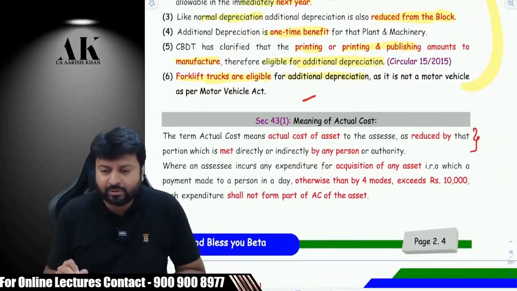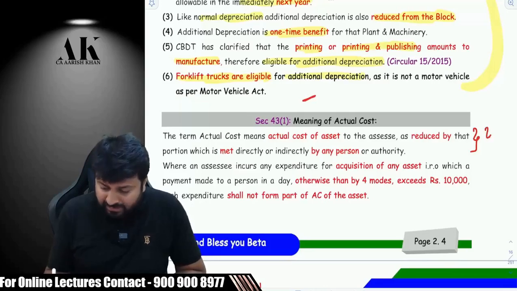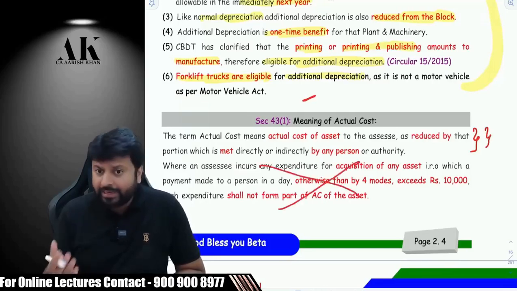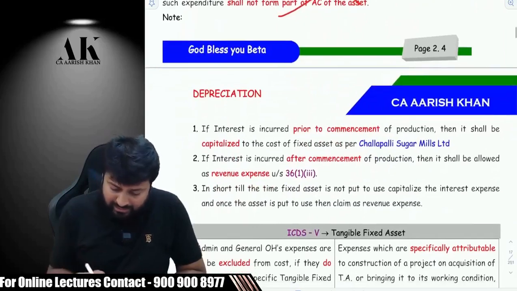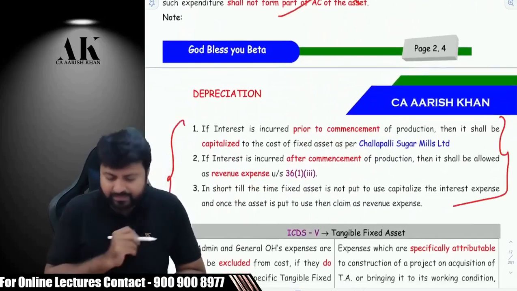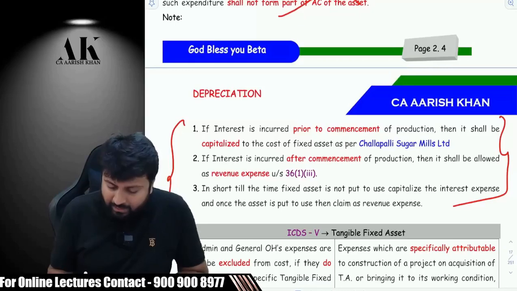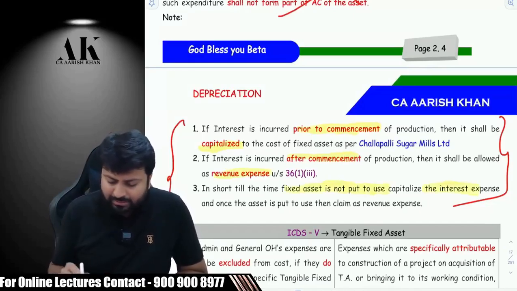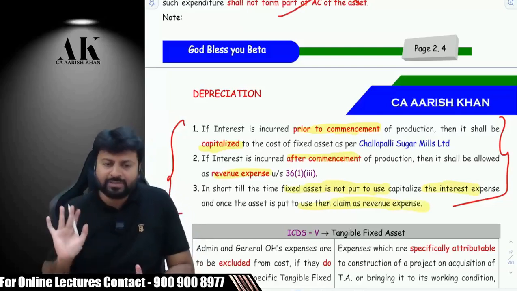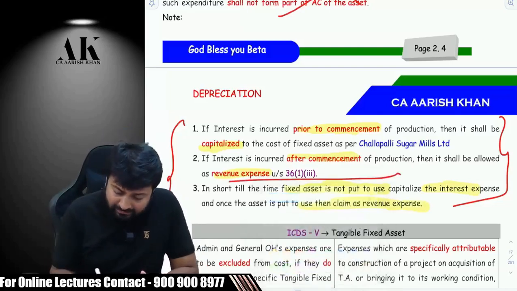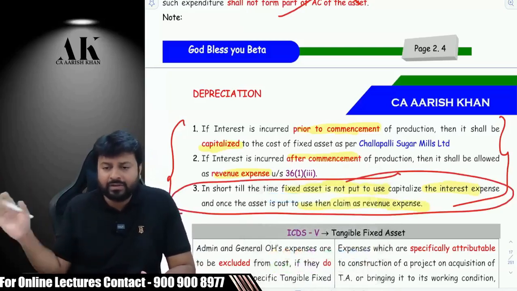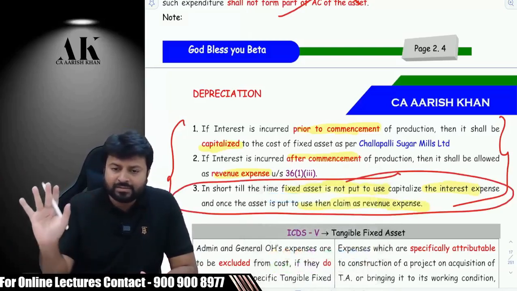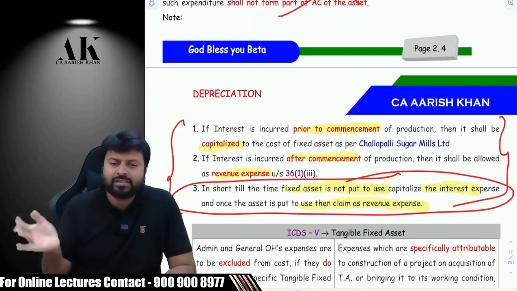Listen carefully, see on the board. We have done this much. We have not done this, we will be doing that later on. Don't worry, we have not done this discussion, and we have done this much part. Okay, these 3 points: prior to commencement of the production, capitalize. After commencement of the production, revenue expenditure. In short, till the time the asset is not put to use, capitalize, then you can claim as a revenue expense. This one line is sufficient enough to complete the discussion which we have been doing for the last 45 minutes. That is more than enough to complete the discussion on the day before exam.